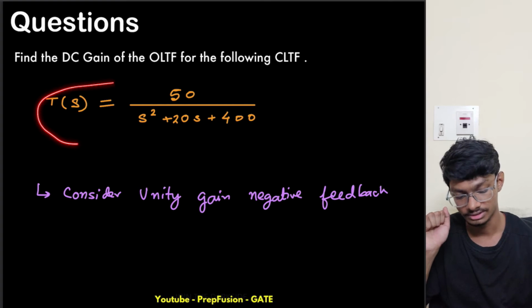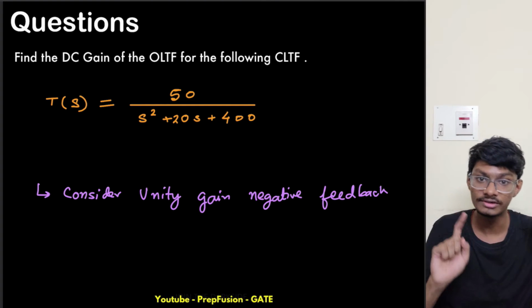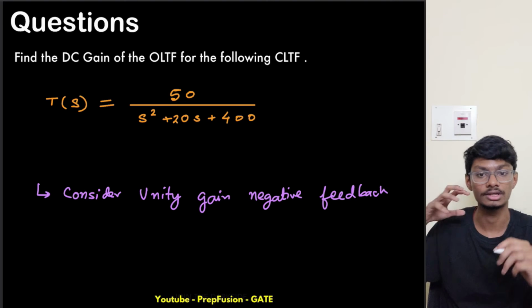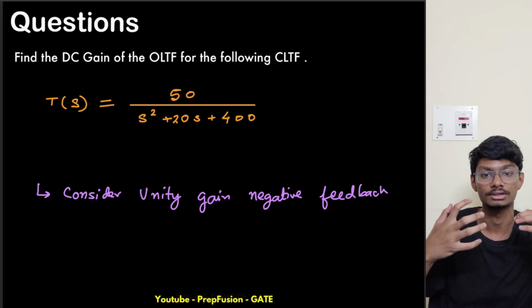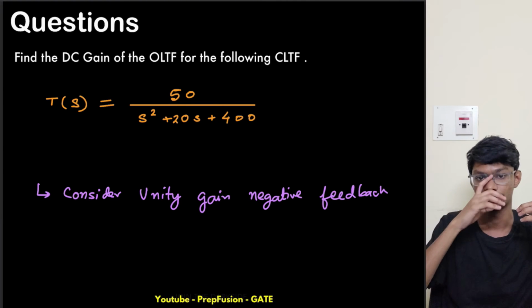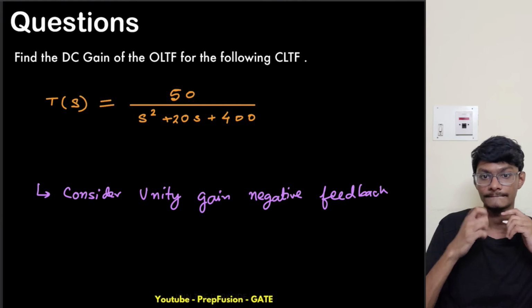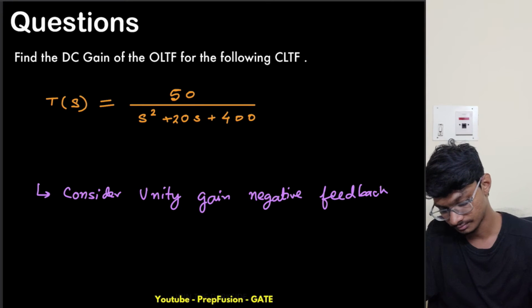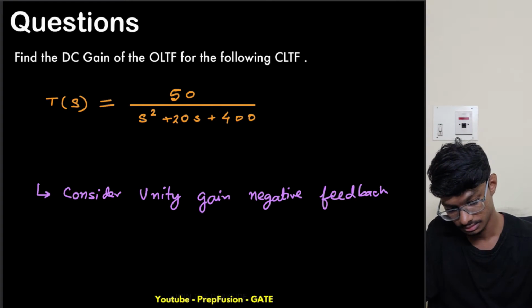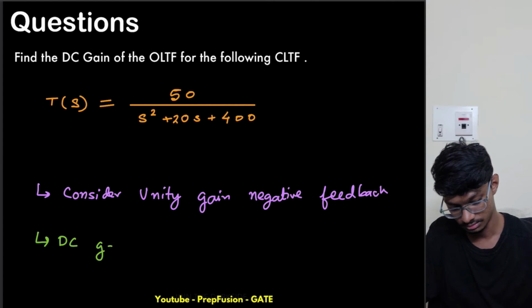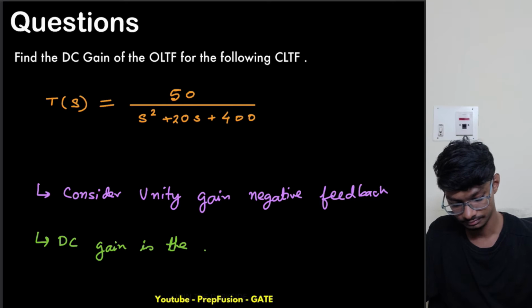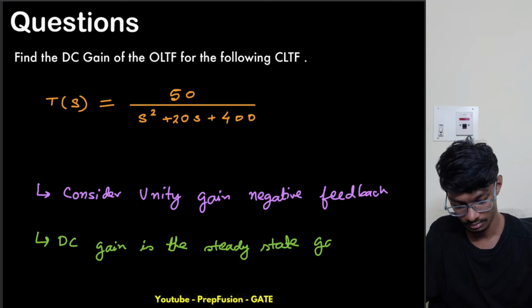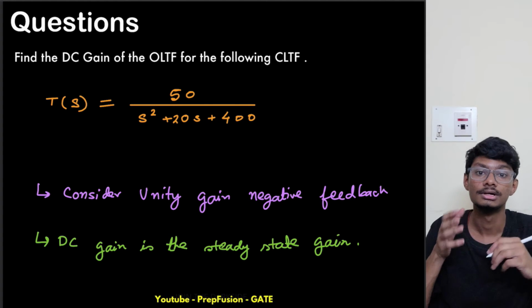For the CLTF, what is the DC gain? DC gain is the steady state gain, in the time domain expression at t equals infinity. At t equals infinity, what is the value of the transfer function? That is basically what DC gain means. So the better definition is: DC gain is a steady state gain.